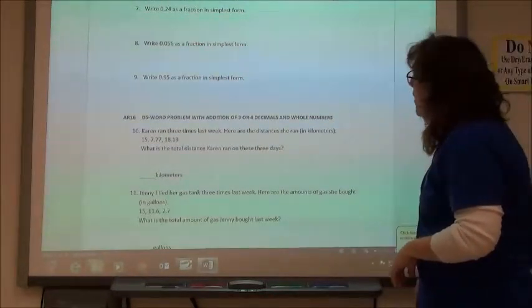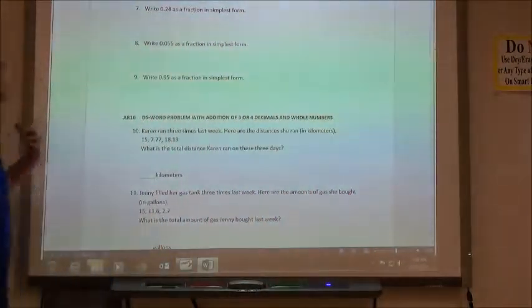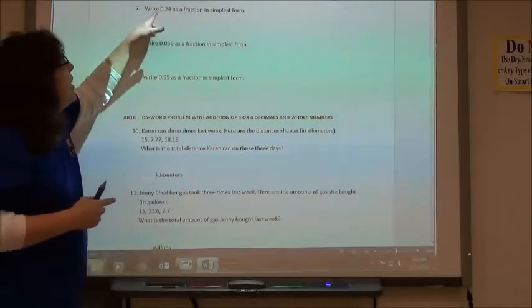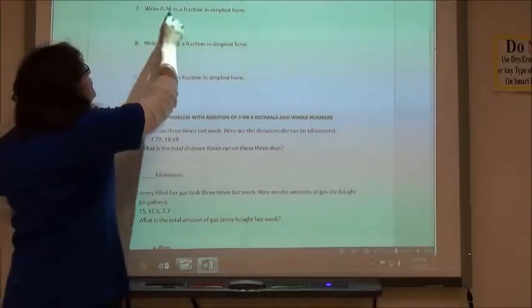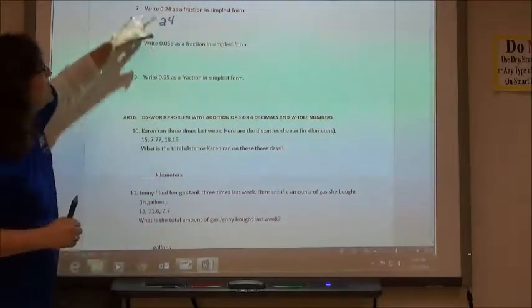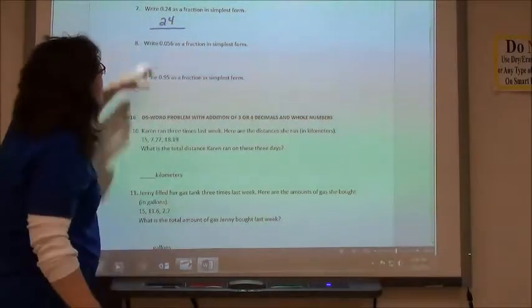Converting decimals to a proper fraction in simplest form. Same thing here. I need to know what place value I end with. So what I'm going to do is write the number, in this case 0.24, as 24 without that decimal. And then I'm thinking about what place it ends in.